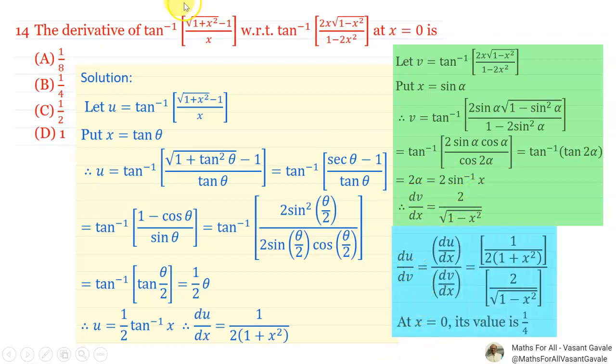The derivative of the first with respect to the second is nothing but du upon dv, which is equal to du by dx upon dv upon dx. That is equal to 1 upon 2 times in bracket 1 plus x square upon 2 upon in root of 1 minus x square at x is equal to 0.